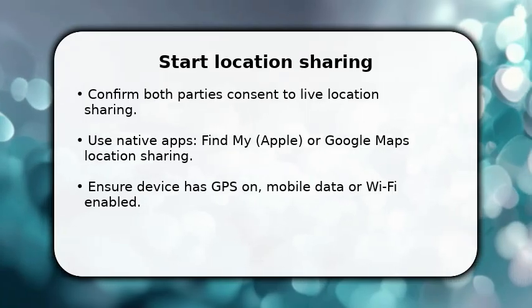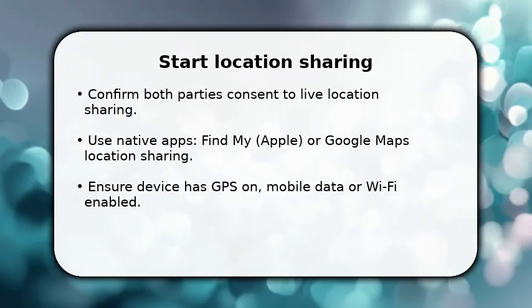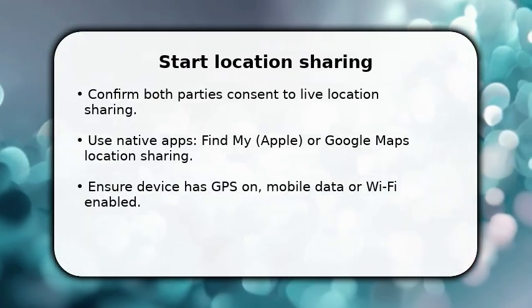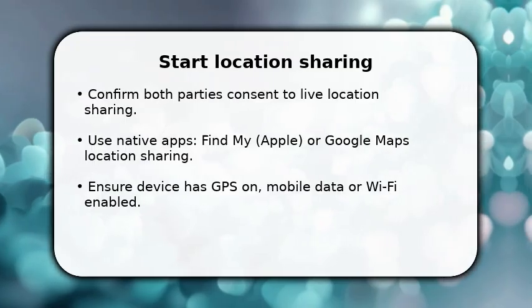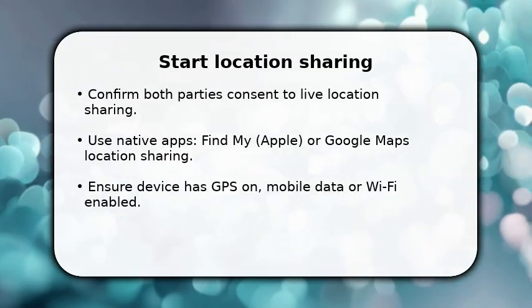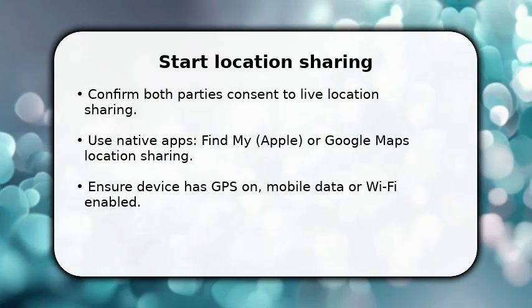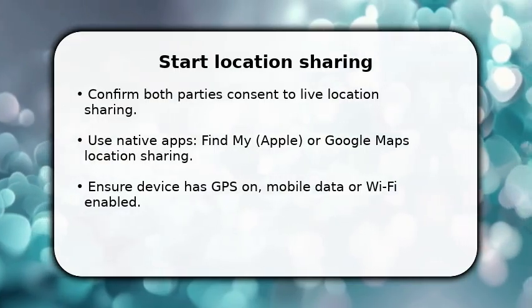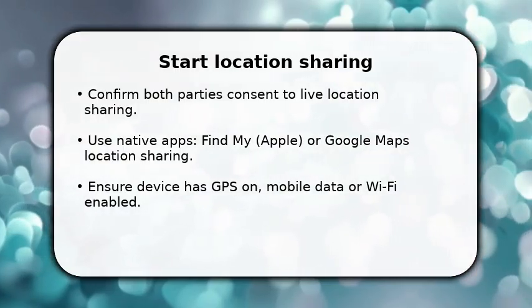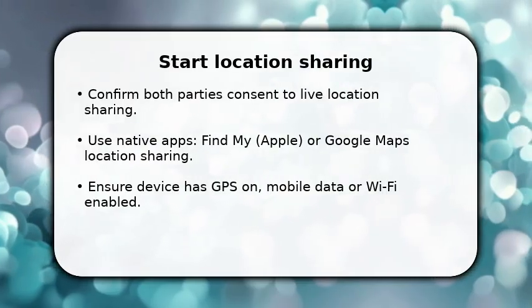You begin by getting explicit consent and choosing the right tool. Open Find My or Google Maps, tap Share Location, then select the contact. This creates a live feed rather than a static pin. Once done, set the duration, 15 minutes, 1 hour, or until turned off, so it's temporary unless agreed otherwise.